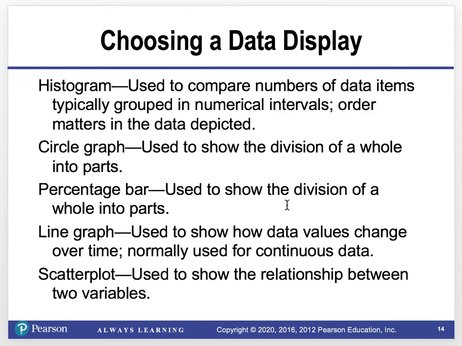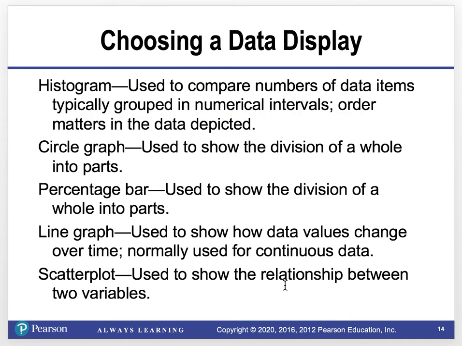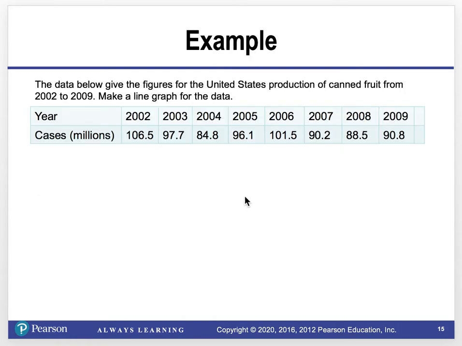A percentage bar is used to show the division of a whole into parts. I don't even know if we're doing percentage bars. Okay, a line graph is used to show how data value changes over time, and it's normally used for continuous data. A scatter plot is used to show the relationship between two variables. Okay, all right, so keep all those in mind. Those are the different displays we've talked about and that you're going to be asked about, with the exception of a percentage bar.